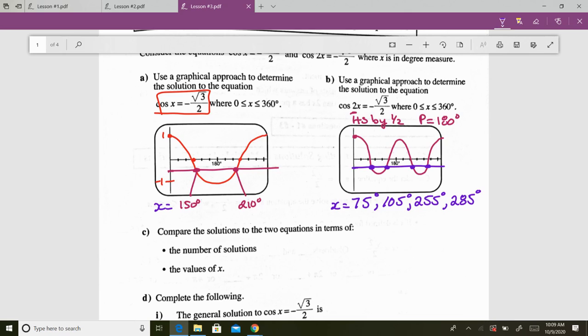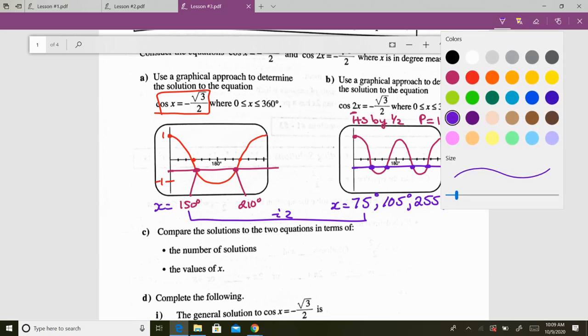Do you see a connection between the first 2 answers of this graph and the answers in the previous graph, the original cos x? They are half of the answers, right? If I divide 150 by 2, I get 75. If I divide 210 by 2, I get 105. All right? So they're half.